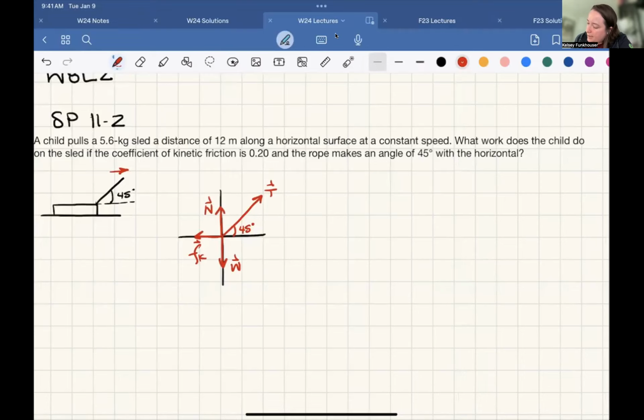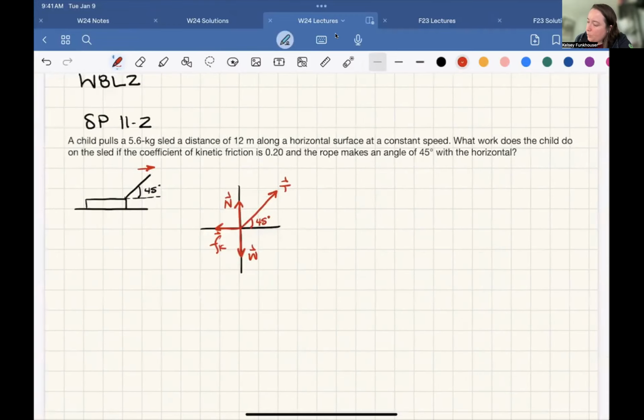And we're asked what work the child does to pull the sled. So the force for that work will be the tension. We also want to break up the tension into its x and y components, and I will write those right here. Ty is the tension times sine of theta, or sine of 45, and Tx is the tension times cosine.